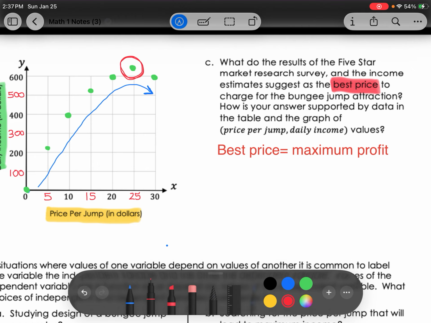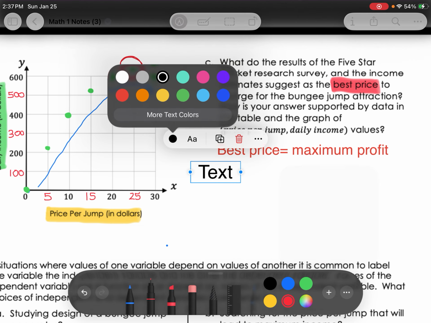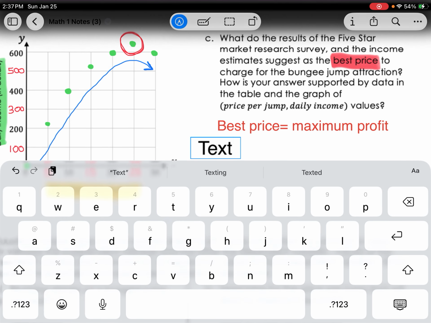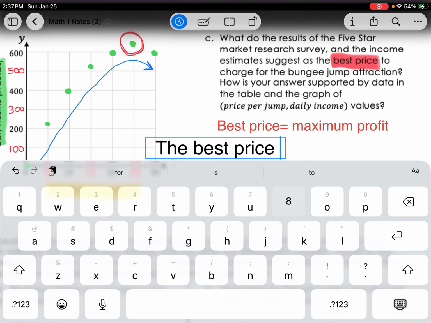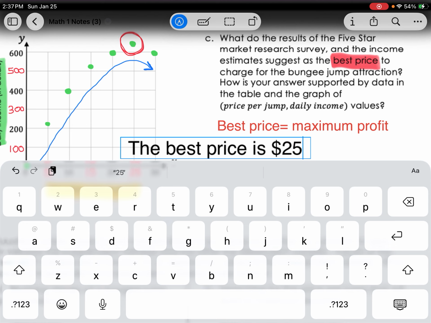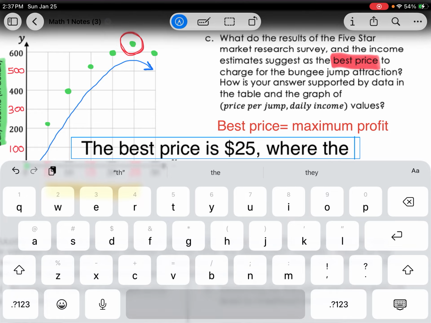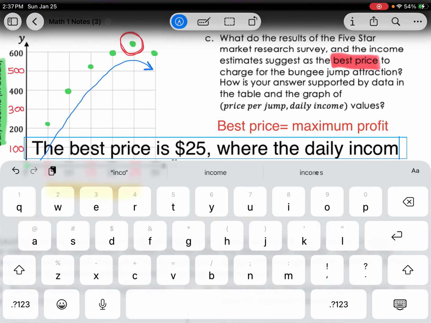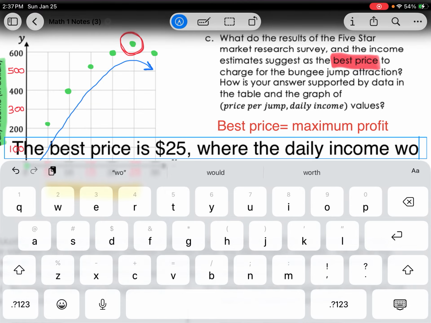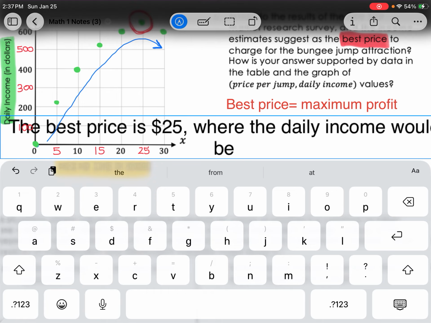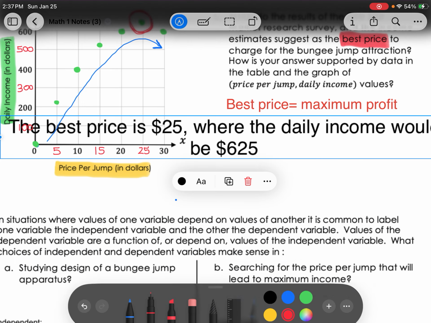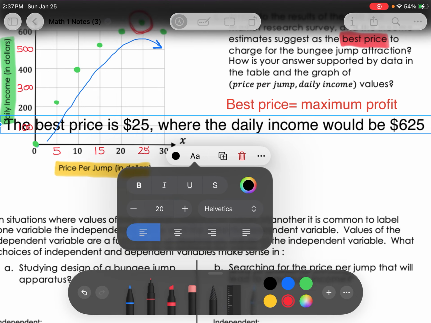So again, if I had to write this down, just because I want to be fancy, the best price is $25, where the daily income would be $625. I just wrote in words.